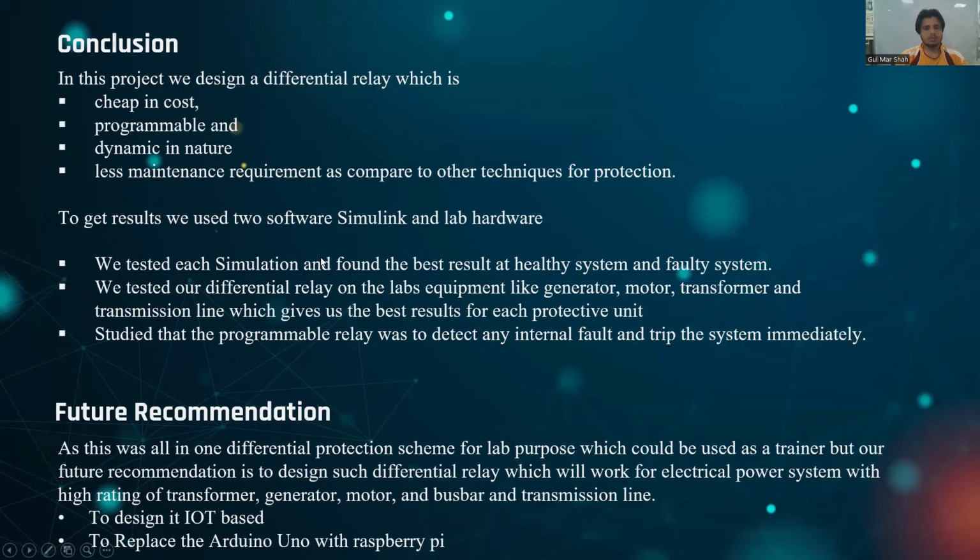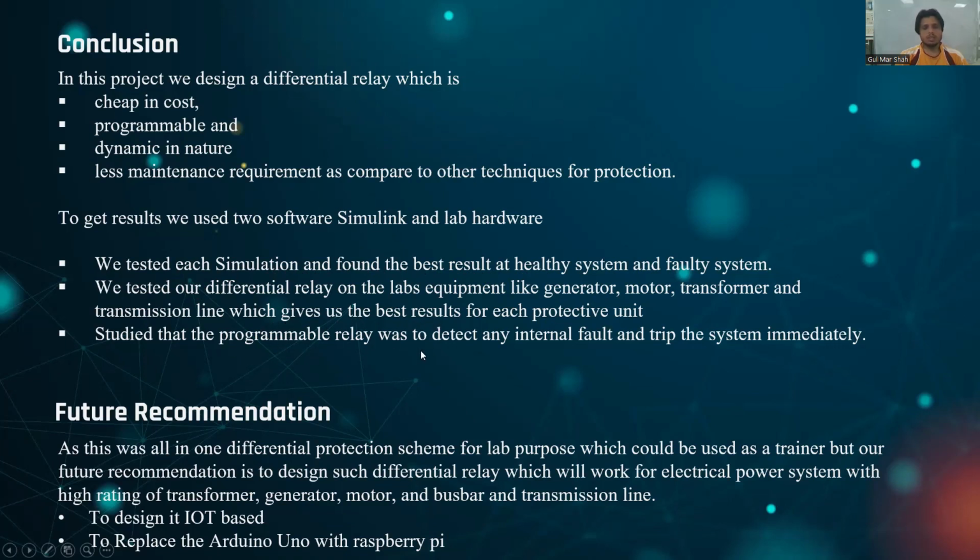We tested our differential relay in simulations for both a healthy system and a faulty system, and the results were quite impressive. Then we tested our differential relay on lab equipment, where we gave differential protection to a generator, motor, transformer, and transmission line, and these results were also up to the mark and gave proper protection.